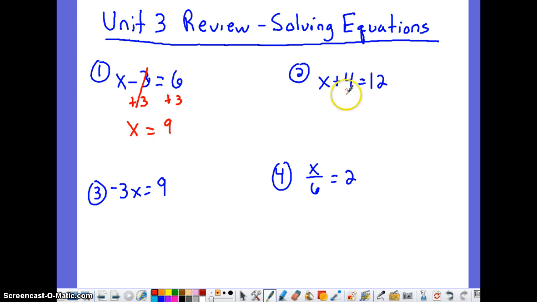Number 2, same idea. To get rid of the +4, the opposite would be to subtract 4, again, to both sides of the equation. It cancels on the left side. You're left with x is equal to 8.